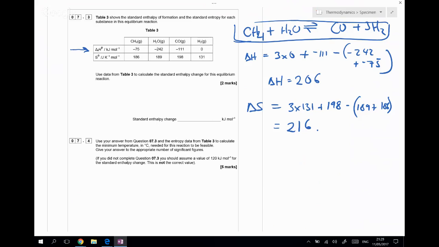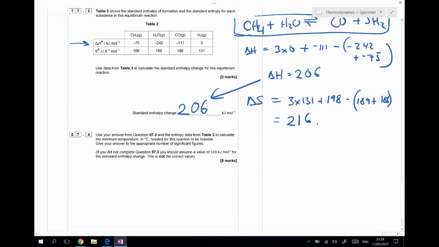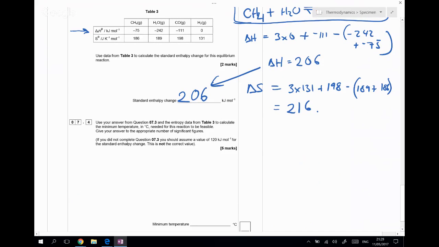I've just read the question properly. Standard enthalpy change is 206. I've just been walking through to try and get to the answer for 7.4. It then says use your answer from 7.3 and the entropy data from table 3 to calculate the minimum temperature in degrees Celsius. We could use a value here if we needed it, but we've just worked it out up here. So again, we're now on delta G is equal to delta H minus T delta S. We simply need to rearrange, say 0 is equal to delta H minus T delta S.